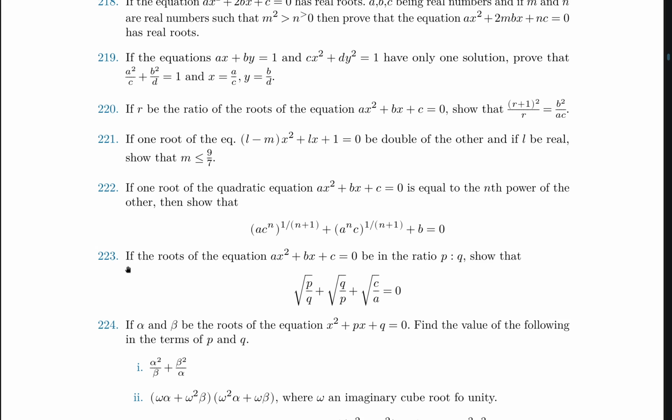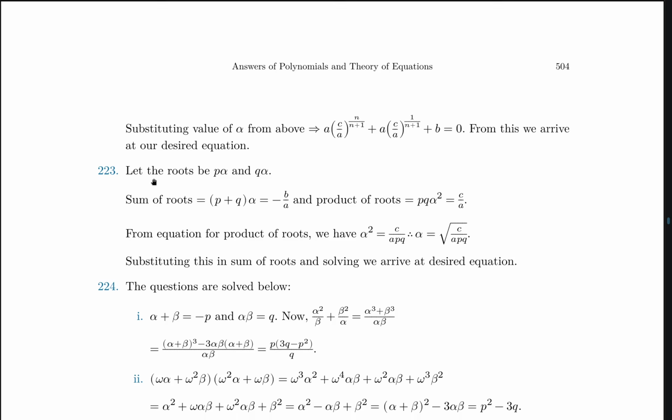Question 223 says that if the roots of the equation ax square plus bx plus c is equal to 0 are in the ratio p is to q, then prove that square root of p by q plus square root of q by p plus square root of b square by ac is equal to 0. So we let the roots be p alpha and q alpha so that their ratio is p is to q.